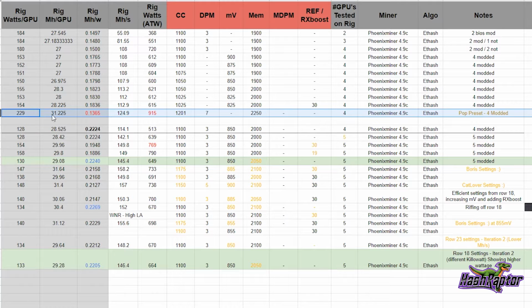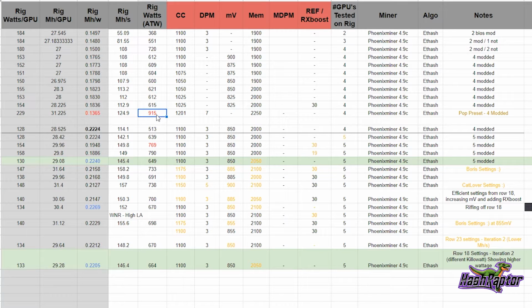This is an average per GPU. So, some of these were upwards of 31 and a half. I think I had one even touch 32 mega hash. However, the issue is the mega hash per watt here. It was just really awful.